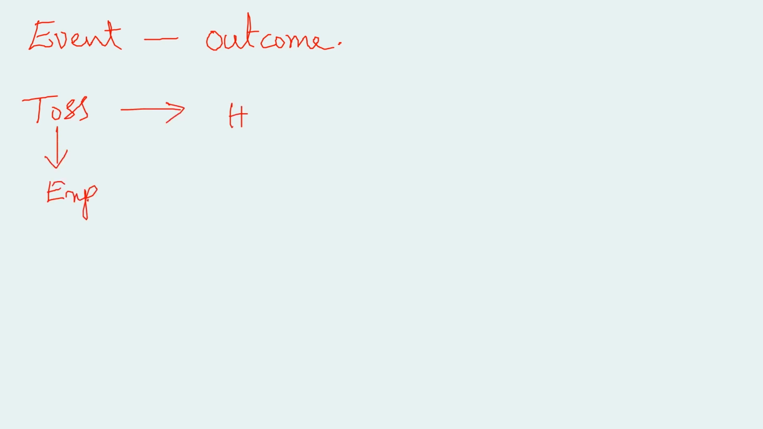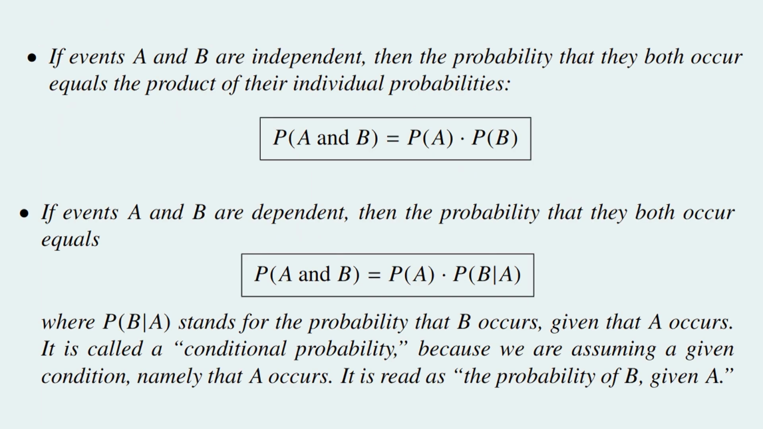In probability, an event is the outcome of an experiment. Tossing a coin is an experiment. The outcomes are head or tail. Occurrence of head is one event, and similarly occurrence of tail is also an event. In probability, events can be independent or dependent.